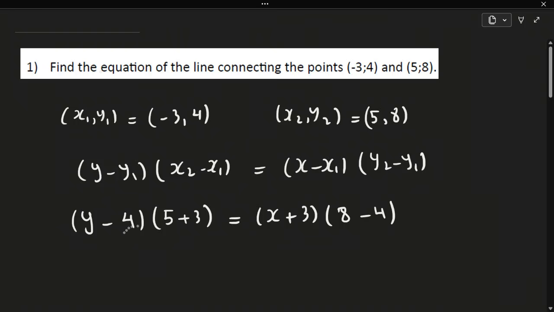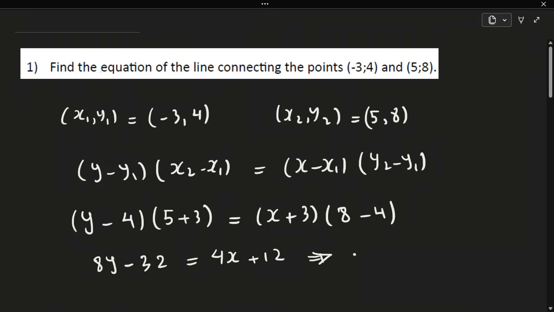Now if I simplify, we are going to have 8 times y minus 4 times 8. On the other side, we have 4 times x plus 3, which is 4x plus 12.